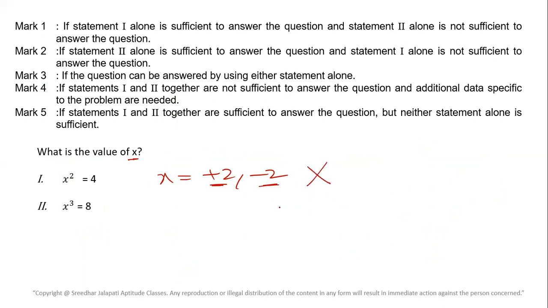Therefore, statement 1 alone is not sufficient because we are getting multiple values. There are two values which satisfy the equation and you are not in a position to decide which one. Therefore, answer is again 1 alone is not sufficient.